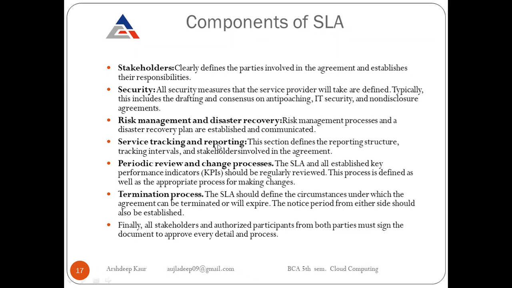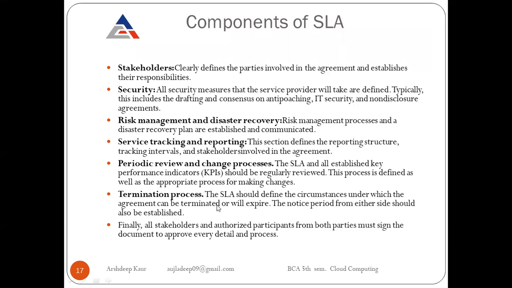Next is service tracking and reporting. It defines the reporting structure, the tracking intervals and the stakeholders involved in the agreement. So it's completely regarding how we can track the services and about the reporting. Next is periodic review and change processes. We have to check the key performance indicators after maybe 1 month, after 14 days, after 2 months, or maybe on a regular basis. And if we find any problem or any update, we just need to go for this.